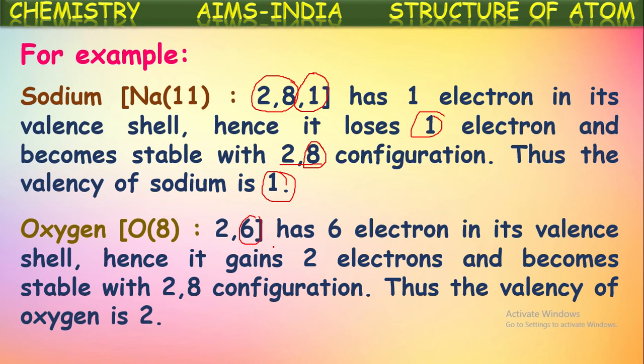So in this way valency can be defined as the number of electrons lost or gained by elements in attaining octet configuration. That's why the valency of sodium is 1, the valency of oxygen is 2. Valency is just the number which indicates the number of electrons shared or gained or lost. So it is just a numerical number we represent. Okay, that's about valency.